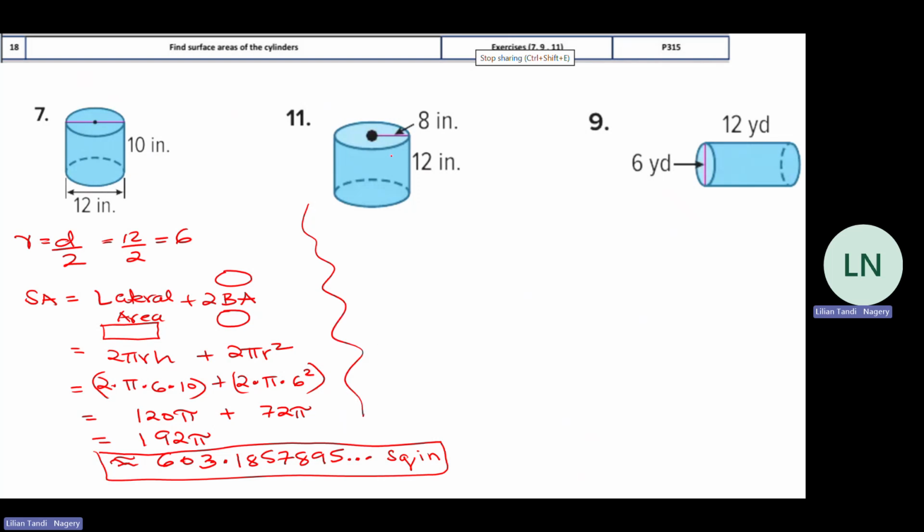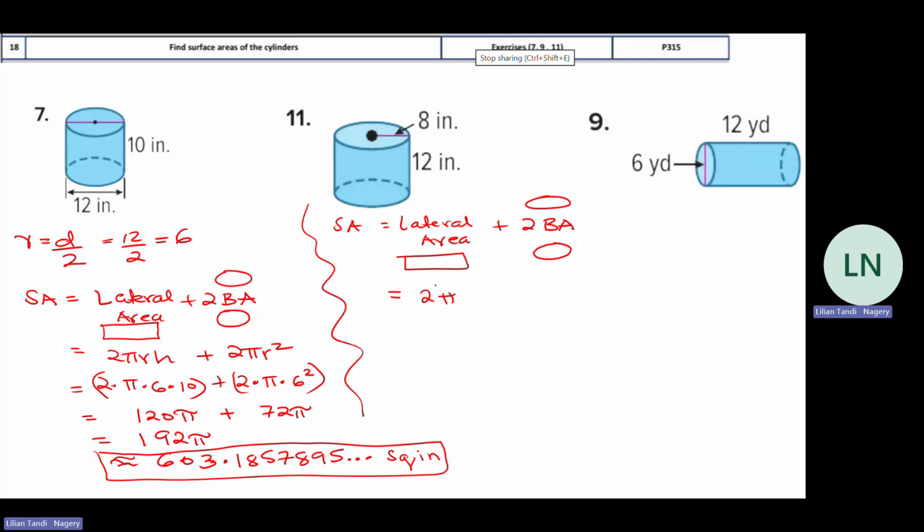Okay, here I have the radius, so I can just start. Surface area equals lateral area plus 2 base areas, a circle on top and a circle at the bottom. Here, this is a rectangle.